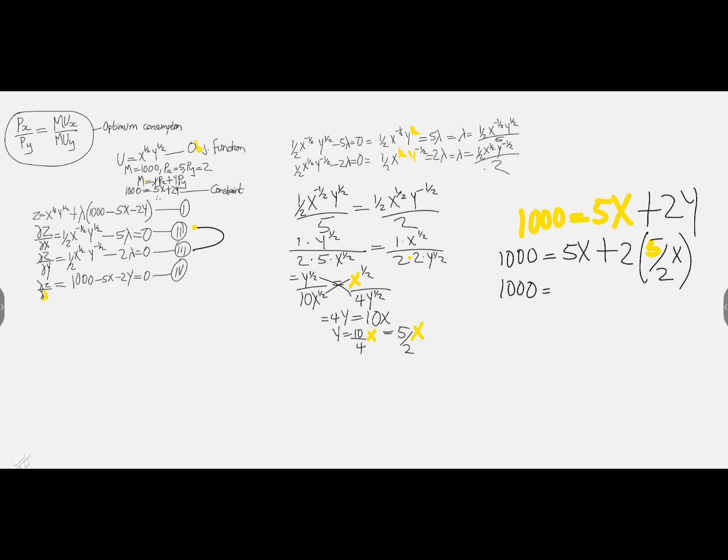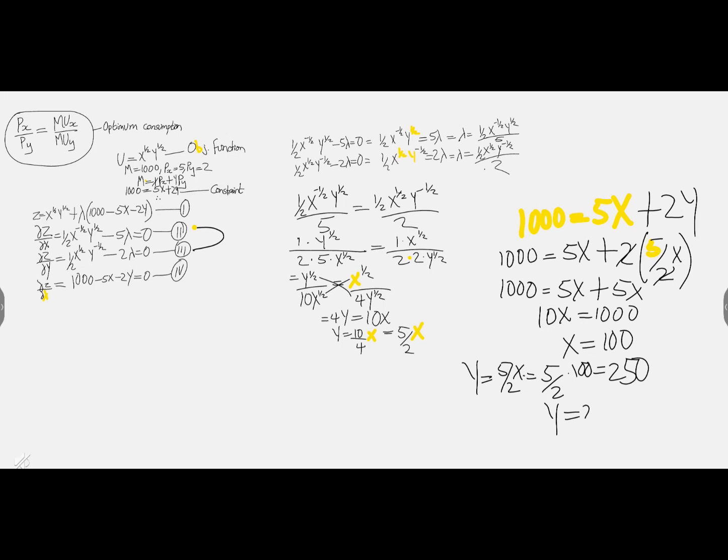And so that's 1000 equal to 5x plus 2 cancel to 5x. So we have 10x is equal to 1000. Then x is equal to 100. And since y is equal to 5 over 2 x, y is equal to 5 over 2 times 100, which is equal to 250. So y is equal to 250. So the optimum amount of x and y is 100 and 250 respectively for this utility.